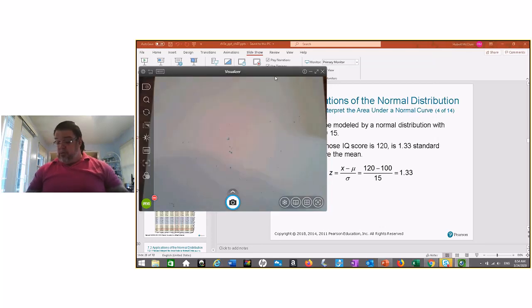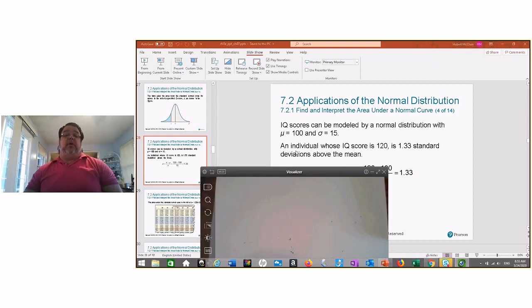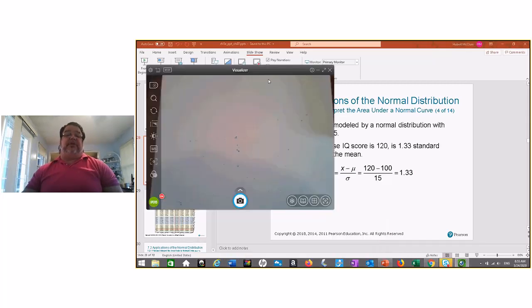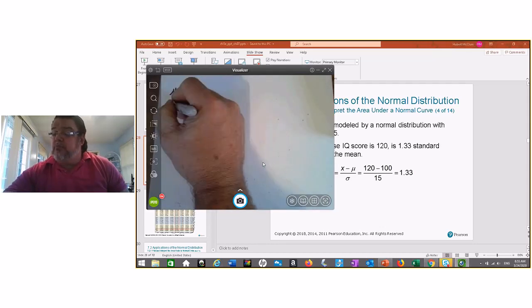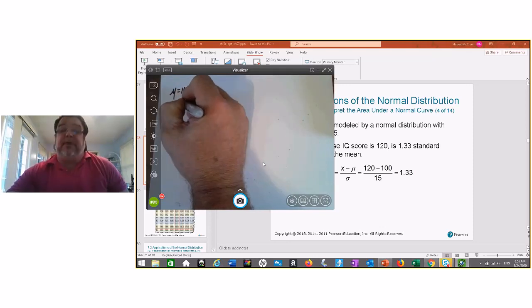So, here we go. We've got a mean of 100 and a standard deviation of 15. Mean is equal to 100 and standard deviation is equal to 15.